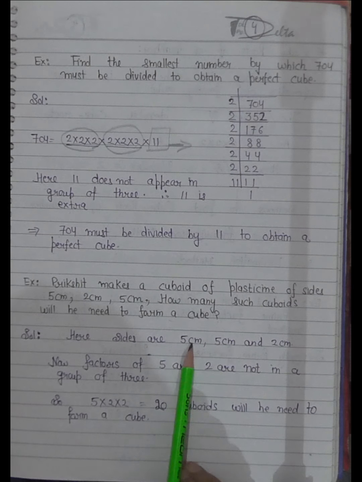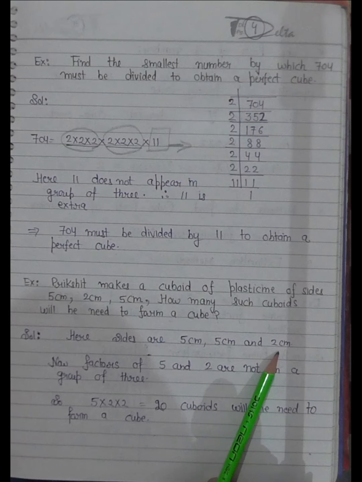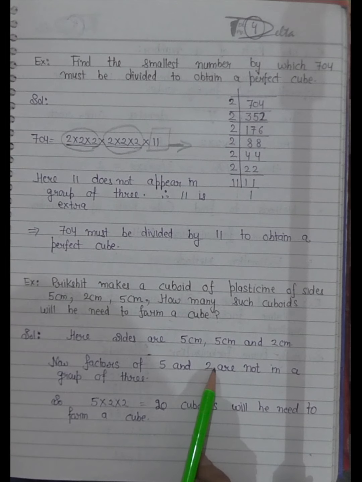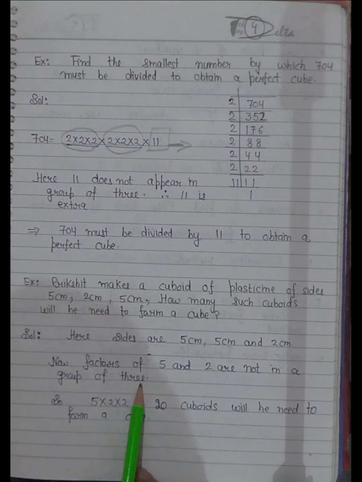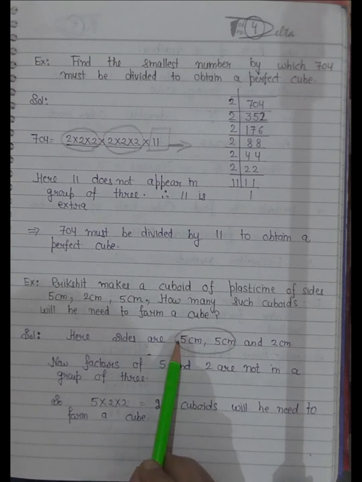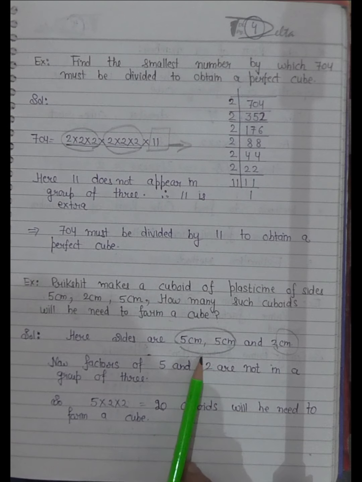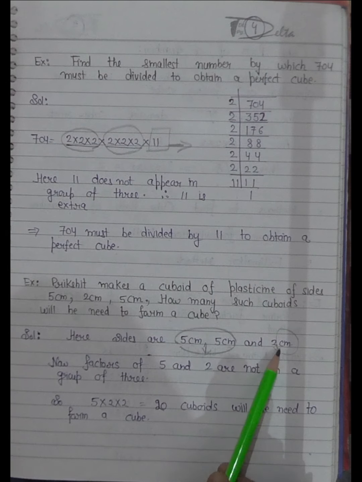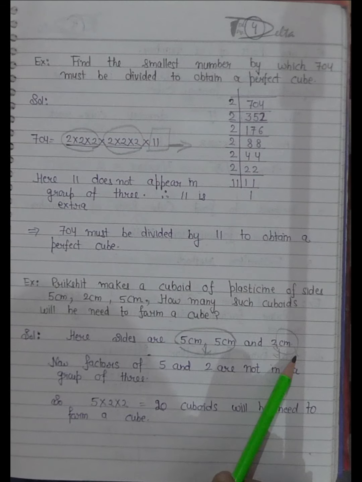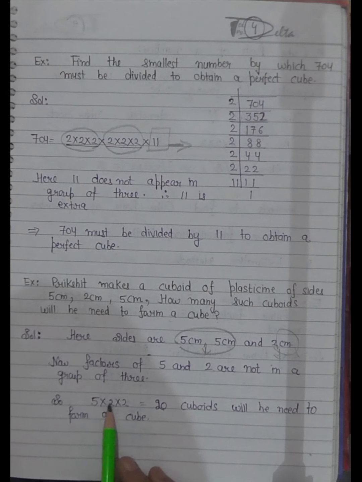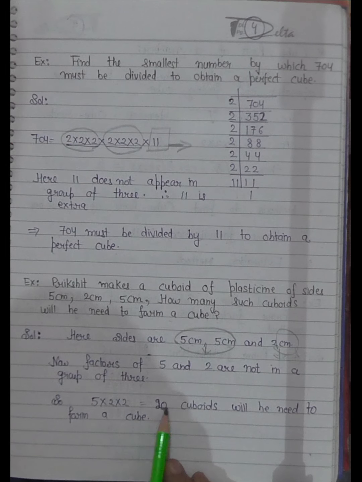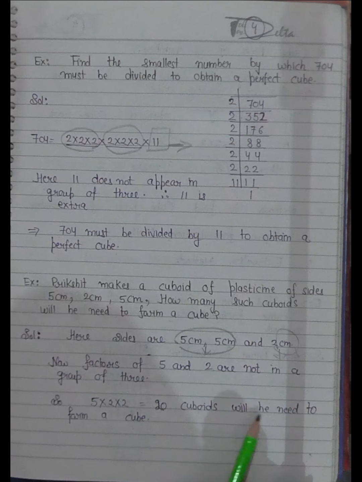Now here the sides are 5, 5 and 2 cm, and the factors of 5 and 2 are not in a group of 3. There are only two 5s and one 2. It should be in a group of 3. So here one 5 is missing and here two 2s are missing. So 5 multiplied by 2 multiplied by 2 is equal to 20. So he will need 20 cuboids to form a cube.